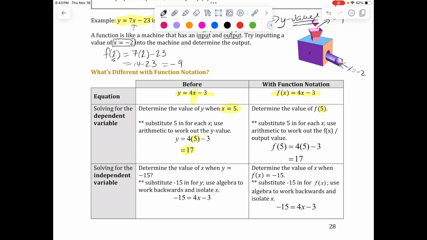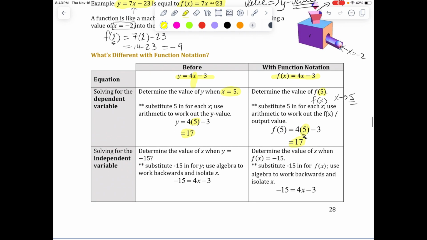So I sometimes tell students, x has been replaced with 5. Where we see x in the equation, we're going to put a 5, like this down below here. Now we put a 5, and we still get 17. f of 5 is 17. And all that really is, is a coordinate on a graph. If we were to graph this function, f of x is 4x minus 3, or y equals 4x minus 3, we would have a point on the graph at (5, 17).